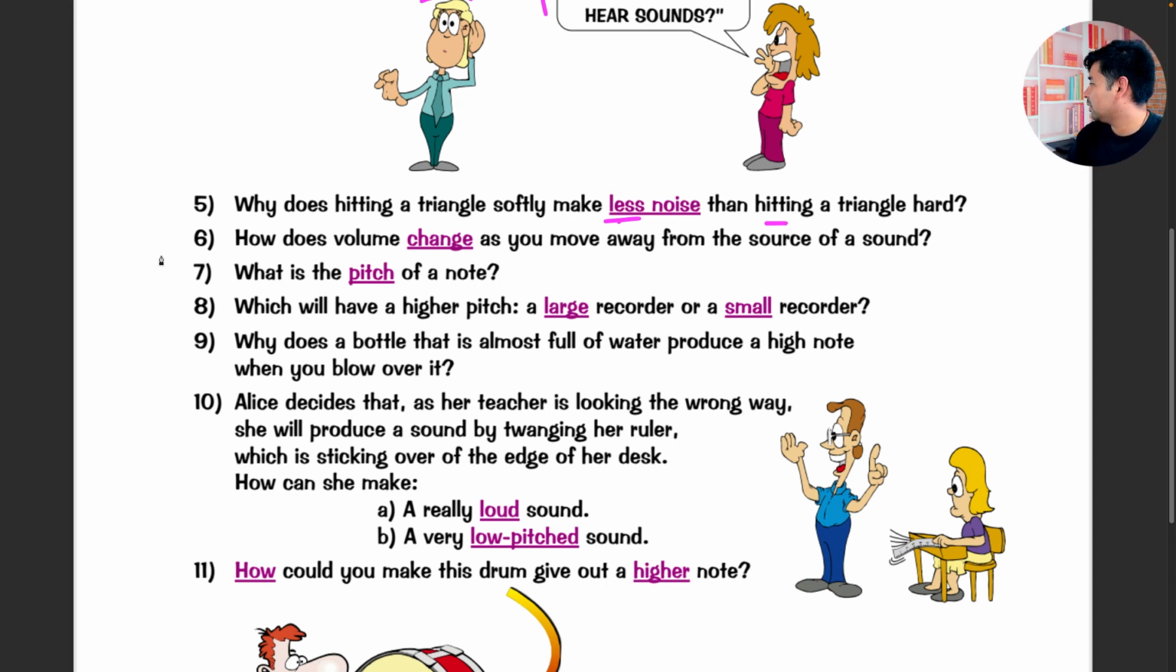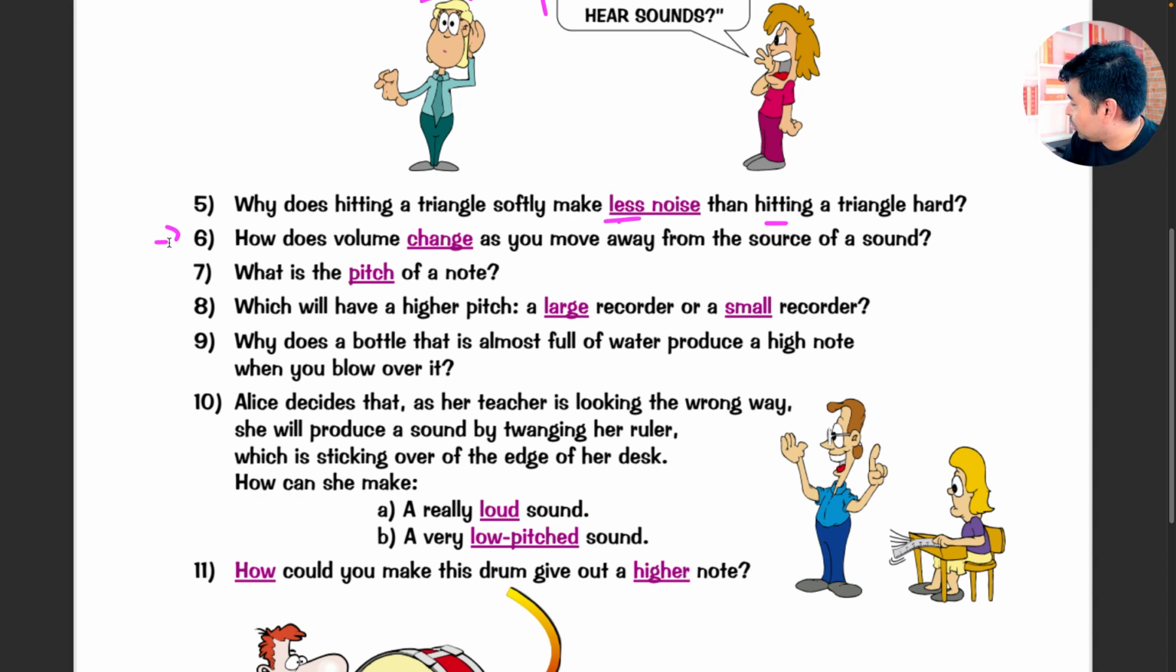right? Question number 6. How does volume change as you move away from the source of a sound? That's 6. Again, how does volume change as you move away from the source of a sound? That's the question. Number 7.